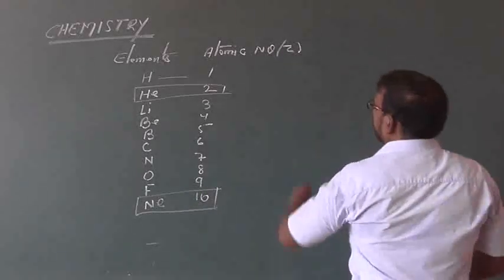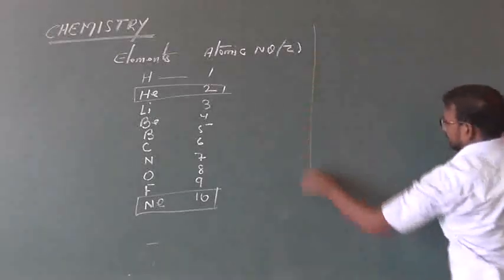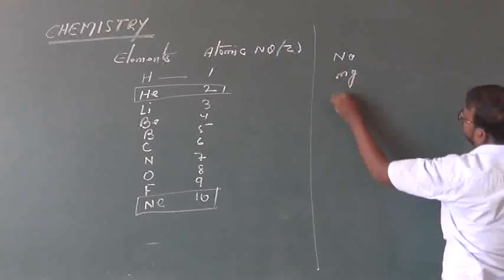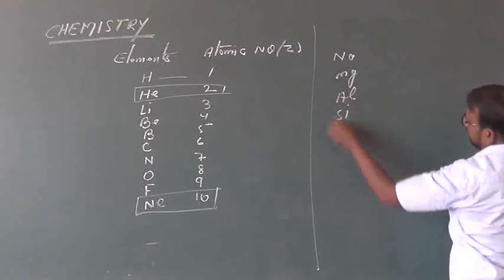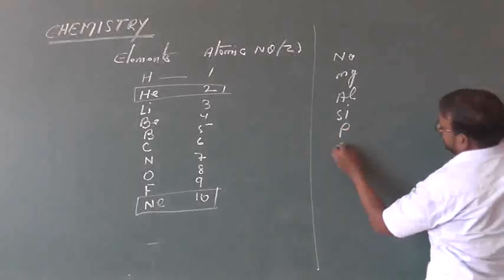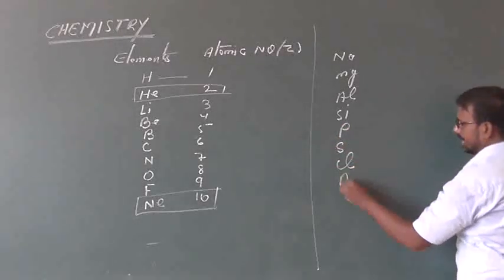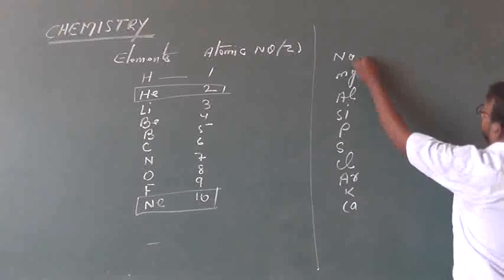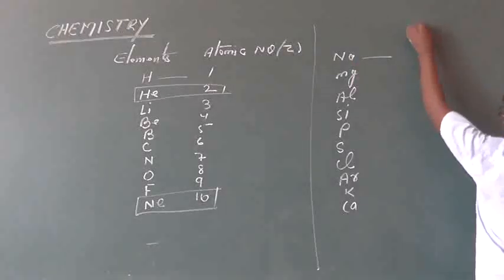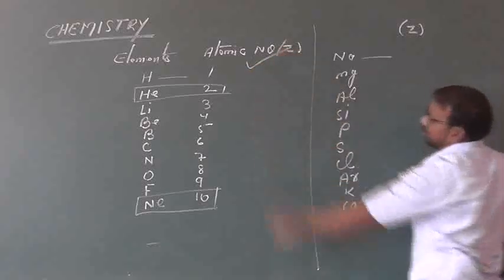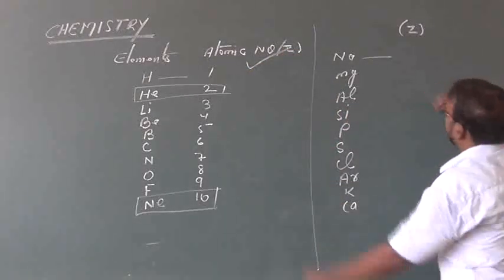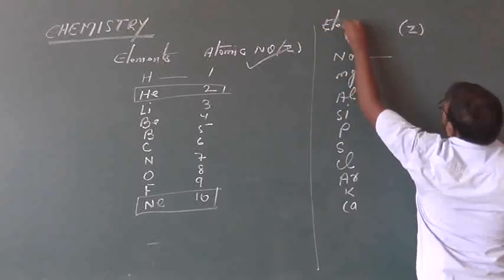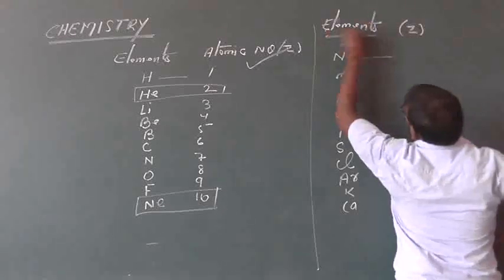And after that, 11 to 20: sodium, magnesium, aluminium, silicon, phosphorus, sulfur, chlorine, argon, potassium and calcium. And what is the number of that? Atomic number? Atomic number stands for Z. Already I have written here what is the atomic number, so you can match it. And what is the name of that? Elements. Please note down in your copy.